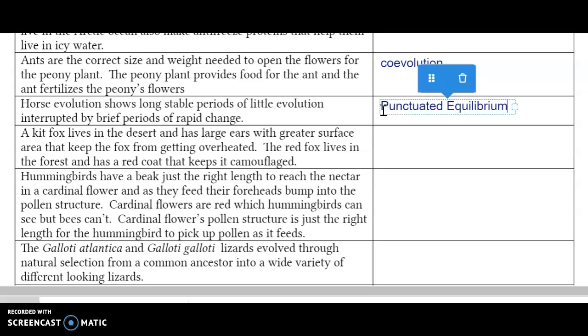And next is a kit fox. That's a little fox. A kit fox lives in the desert, has large ears with greater surface area to keep the fox from getting overheated. It loses heat through the blood vessels in its ears there. So that's an adaptation to its environment. The red fox lives in the forest and has a red coat to keep it camouflaged. Okay, so it's developed different traits suitable to its environment. They're both foxes, but they've become different because they live in different environments. They're becoming different. They are diverging, moving away from each other. So that is divergent evolution.